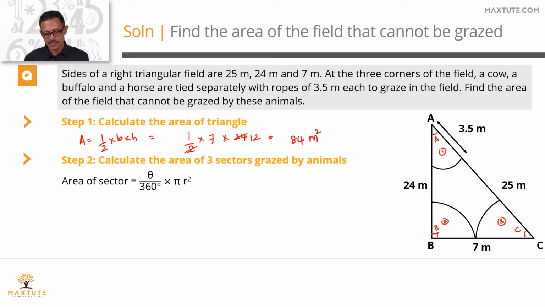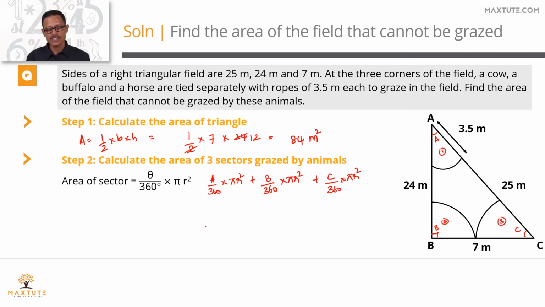So the angle subtended by the first sector is equal to A. So the area of the first sector is equal to A divided by 360 into pi r square. Second one is going to be 90 degrees, but let's keep it as B. B divided by 360 into pi r square is the area of the second sector. The third sector is C divided by 360 into pi r square.